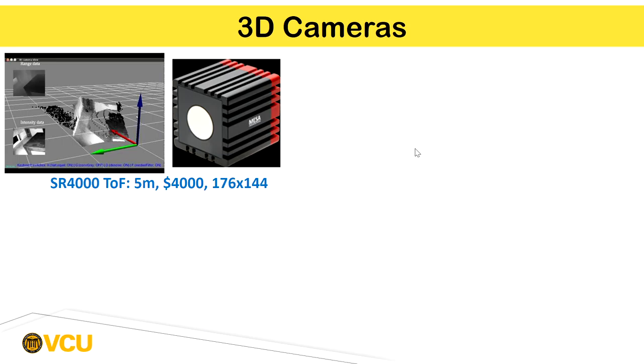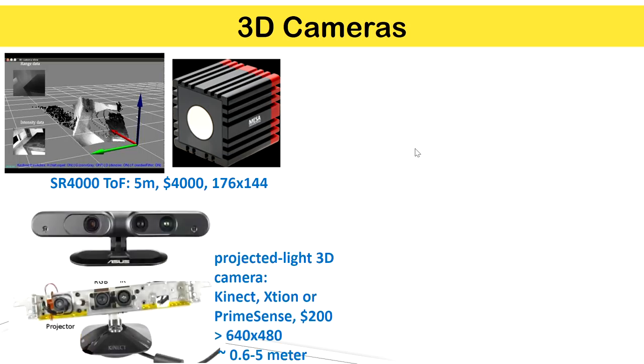It can only see a small area, and it has limited resolution. So it only has 176 times 144 pixels for this image. The other type is called projected light 3D camera. What it does is it has a laser beam that projects structured light to the environment, and using a technology called stereo triangulation to compute the depth for each pixel.